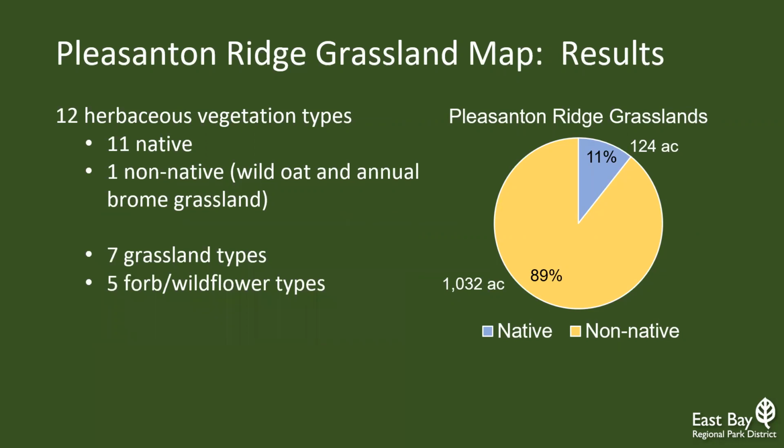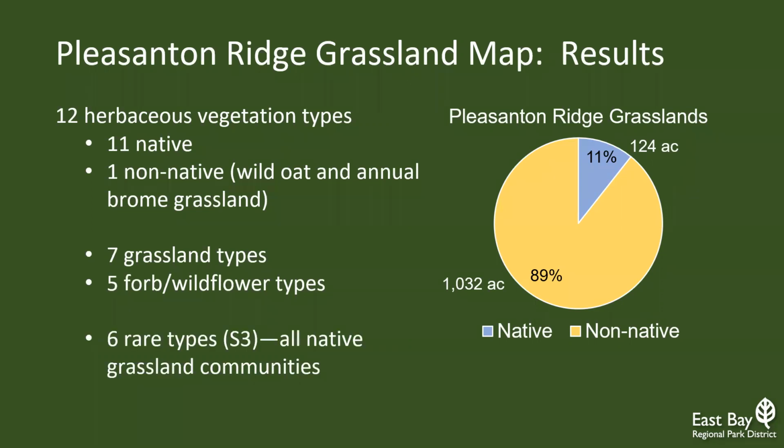Now, of those 12 vegetation types, 7 were grassland types and 5 were forb or wildflower types. And 6 types were rare, and all 6 rare types were our native grassland types.